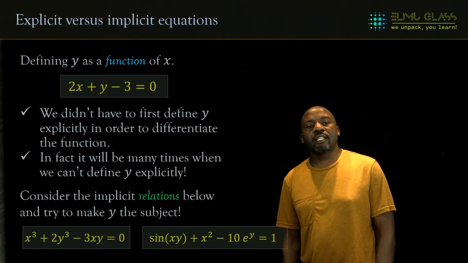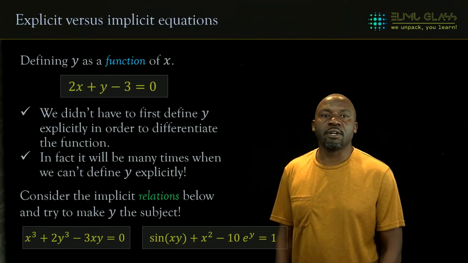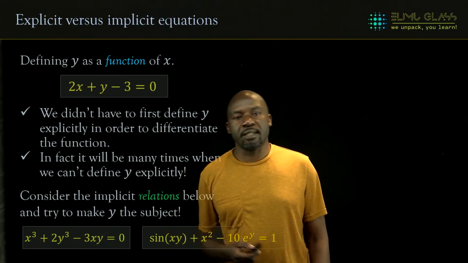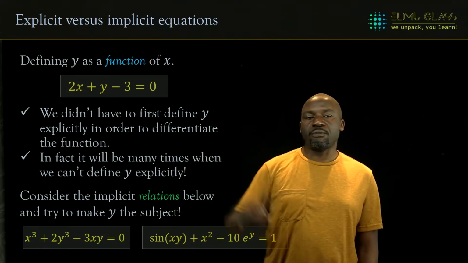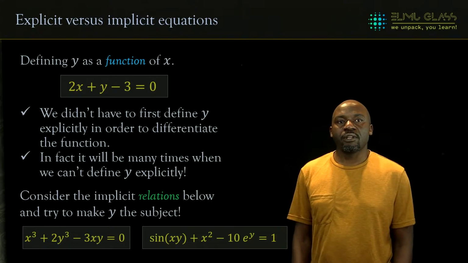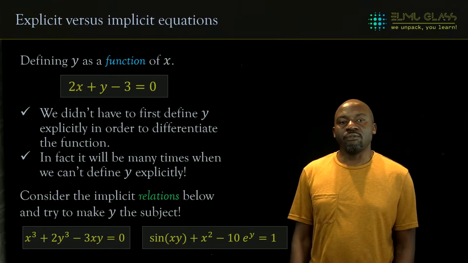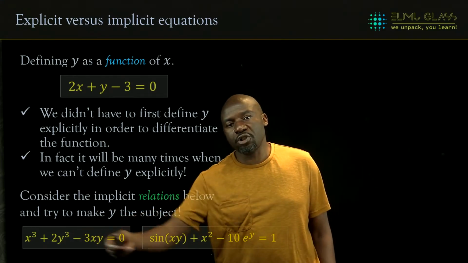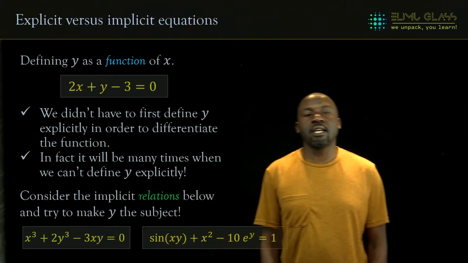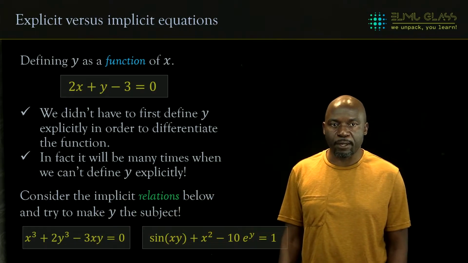Okay? So in such cases, it is impossible to make y the subject of the formula so as to differentiate the way we did. The method of implicit differentiation involves differentiating these functions without having to first make y the subject of the formula. Okay?